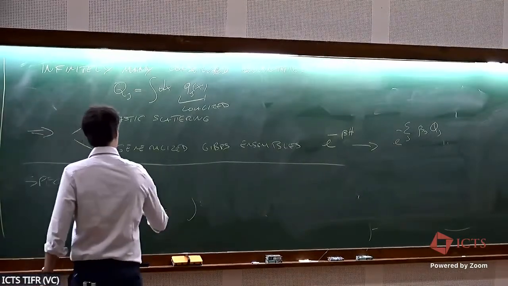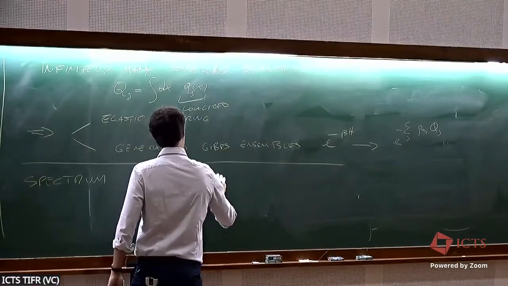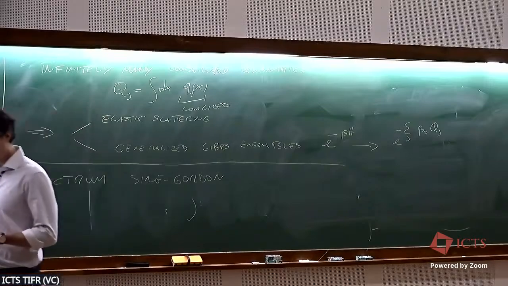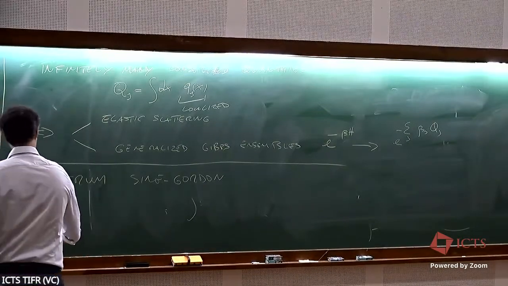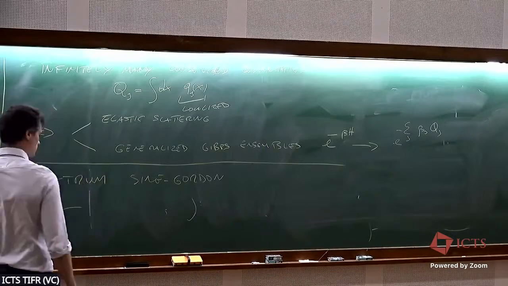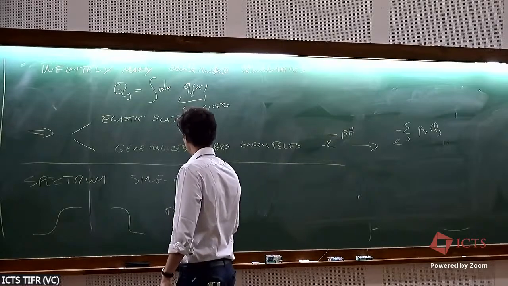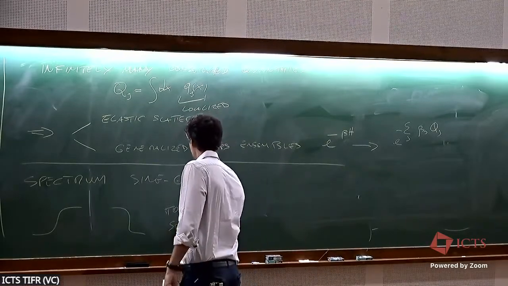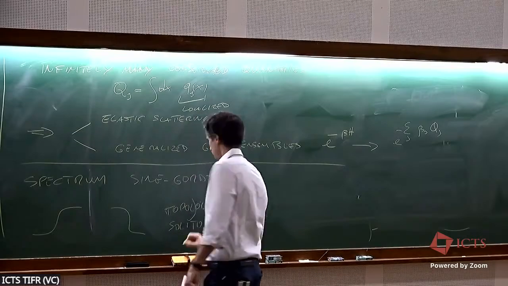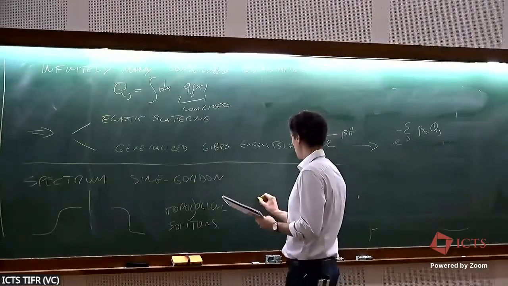What is the spectrum of Sine-Gordon? I mean, what are the excitations we're having? Of course, we're going to have topological solitons. We know the profile exactly. I can just write it down.